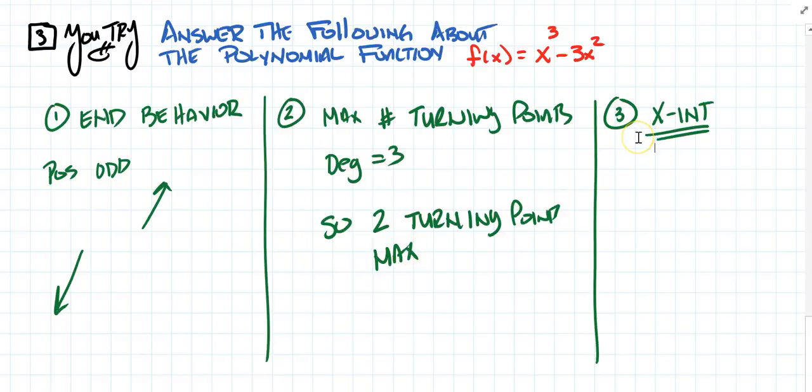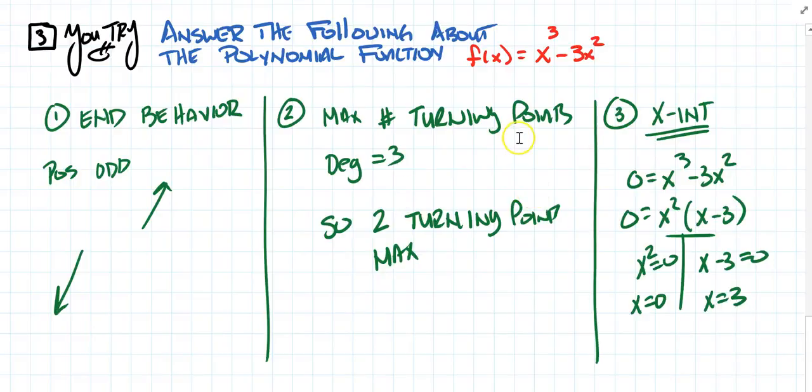Okay, number 3, I want you to tell me the x-intercepts. Okay, hopefully you realize that 0 is equal to x to the third minus 3x squared. Therefore 0 equals x squared times x minus 3 when you factor out an x squared. Therefore x squared is equal to 0, so that's a double root. Or x minus 3 is equal to 0, so therefore x is equal to 3. So 0 has multiplicity 2, 3 has multiplicity of 1.